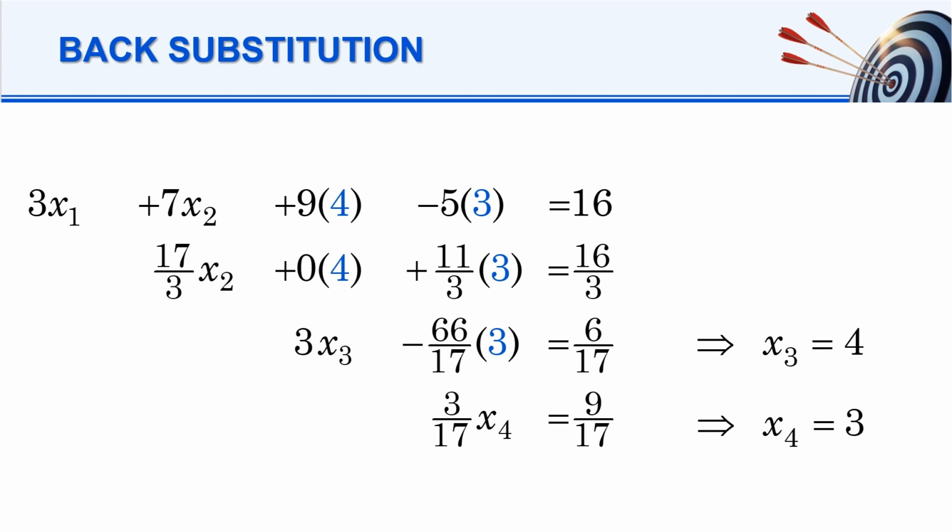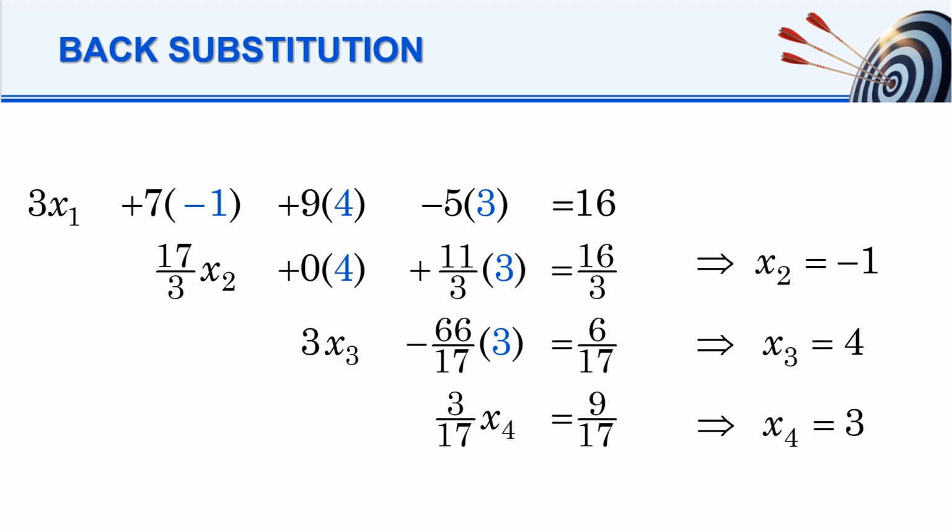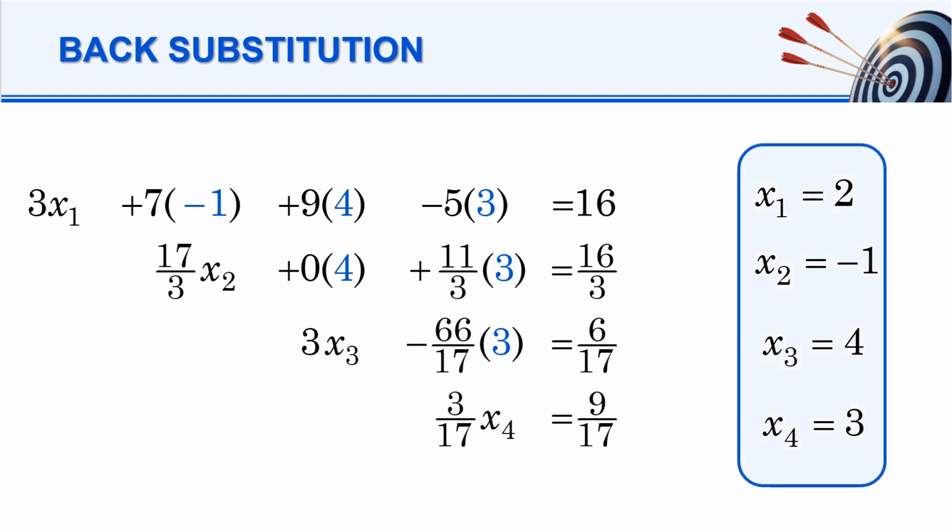We note that the unknown of the second equation is x2, whose solution yields minus 1. Finally, the first equation is solved for x1, which gives 2. With this, the Gauss elimination with partial pivoting procedure ends here.